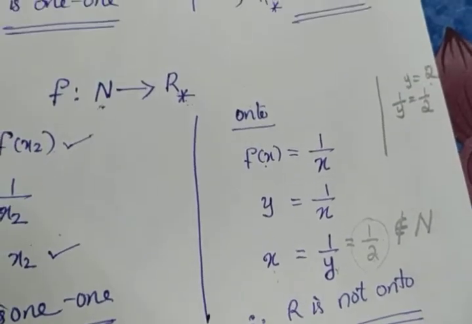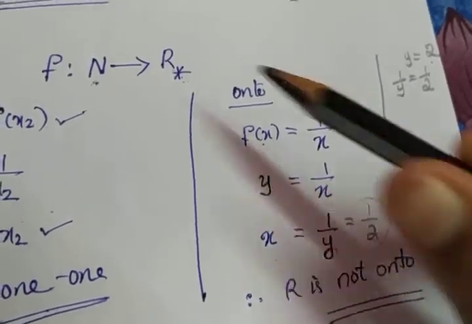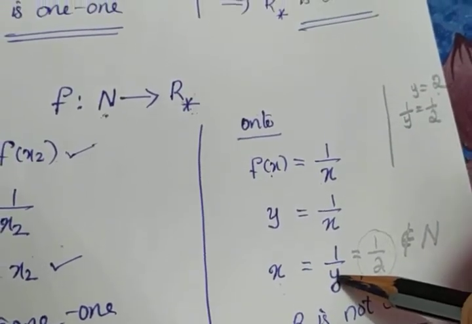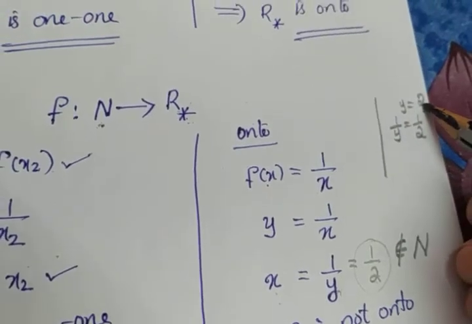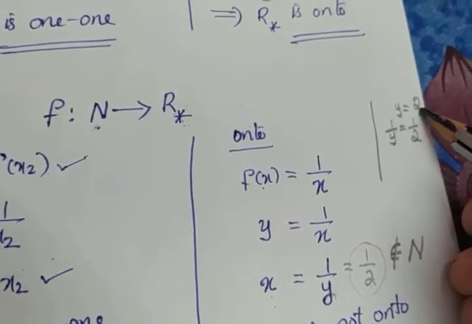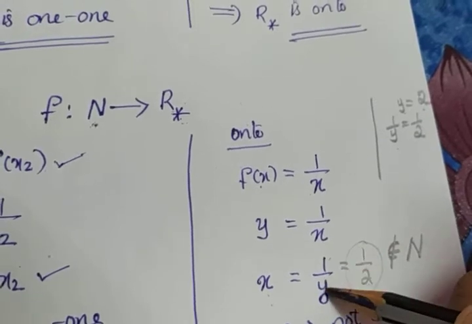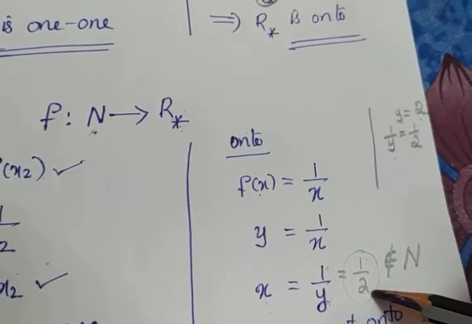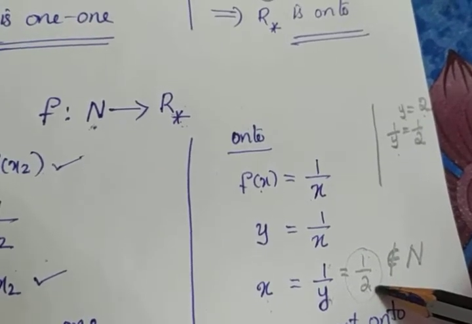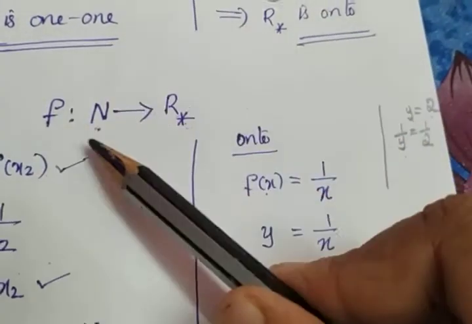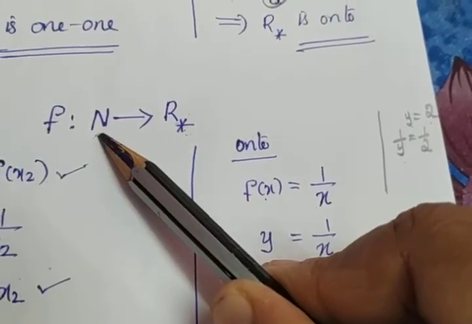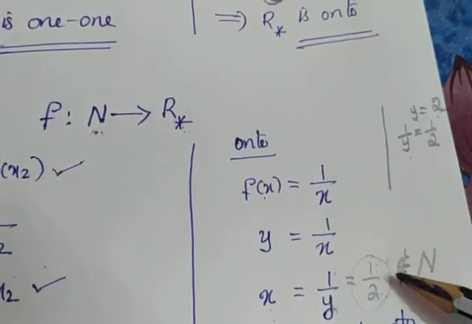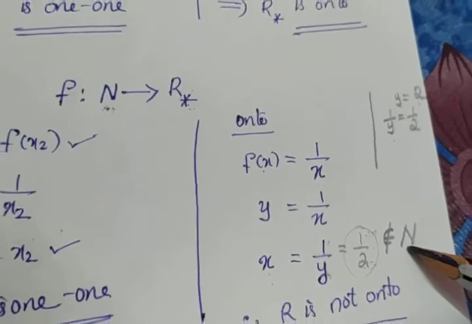Clear? Why it happened is because y is an element of R star. y can take any real value. In this case, I took an example y equal to 2. If y is equal to 2, 1 by y will be 1 by 2. And if we are getting this value, the next step is to check whether this element belongs to the domain or not. Here in the second case, we changed the domain to N as per the question. So 1 by 2 is a fraction which is not a natural number. So 1 by 2 does not belong to N.